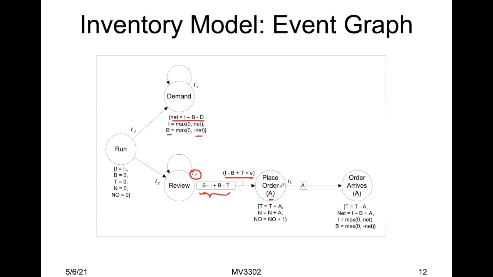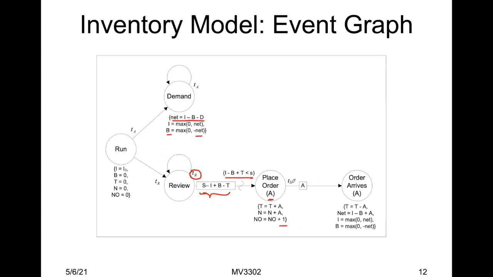Now the place order event says, okay, so I've been told to place an order for this amount. So I don't have to do this calculation again. Because now I have a state transition. The amount on order is going to be incremented by that amount. And the total number of items that I've ordered is going to be incremented by that amount. And the number of orders that I place is going to be incremented by 1.